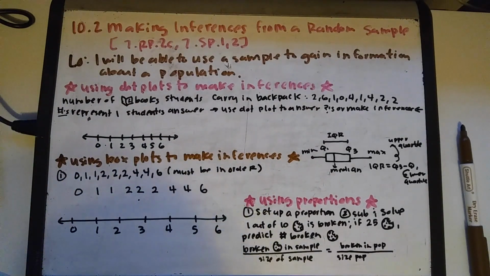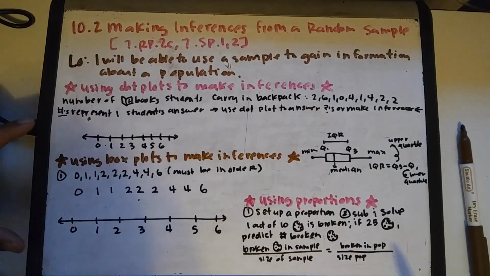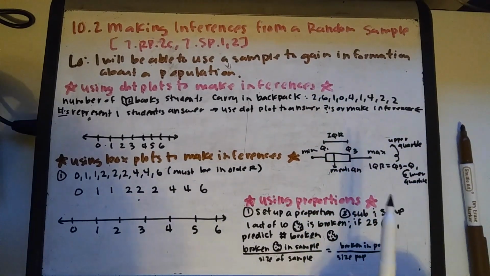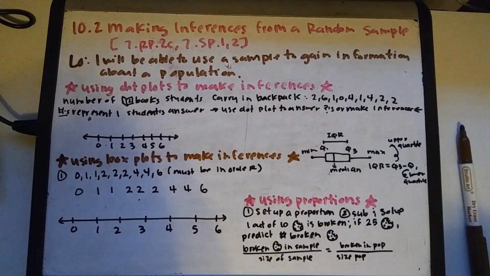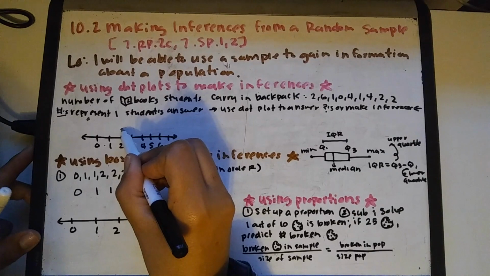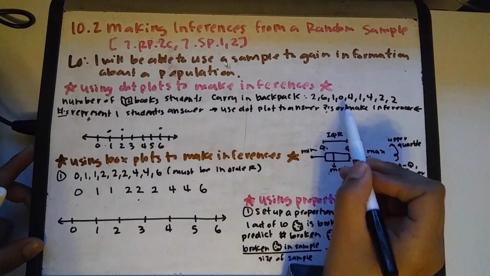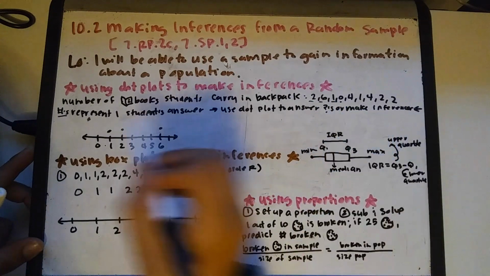Using the plots to make an inference. So for instance, if they're given the number of books that the students carry in a backpack, each one of them represents an answer that a student gave. First thing we're going to do is plot them, okay? Remember, we're going to use a little dot for each one of those data points. So I have 2 right here, so that's 2. And then I have 6. Then the next one is 1. And then I have 0.